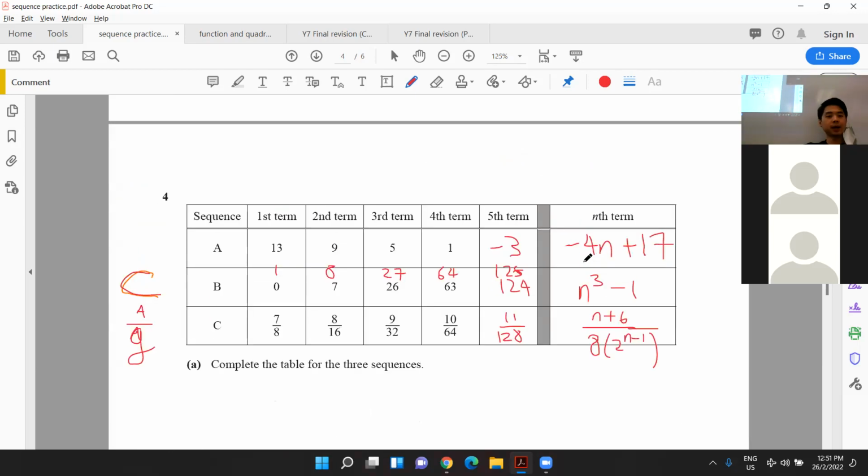Anyone didn't get this part here? The B, boy. So if you notice again, these are cubic numbers. 1 cubed is 1, 2 cubed is 8, 3 cubed is 27, 4 cubed is 64, 5 cubed is 125. Then the numbers here are 1 minus 1, 8 minus 1, 27 minus 1, 64 minus 1. That's why it is n cubed minus 1.